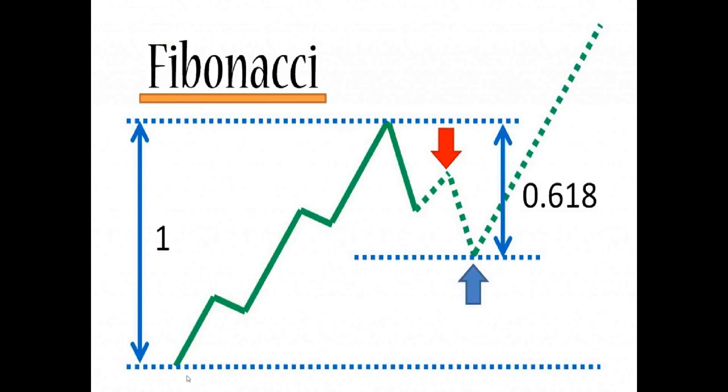Obviously, you measure from low to high. If you have an uptrend, guys, you're going to measure from low to high. If you're in a downtrend, you measure from high to low. I'll repeat it. Uptrend, low to high. Downtrend, high to low.